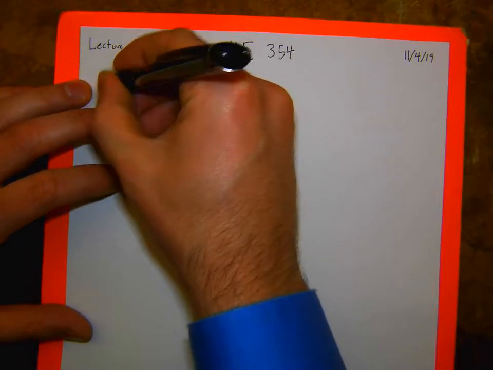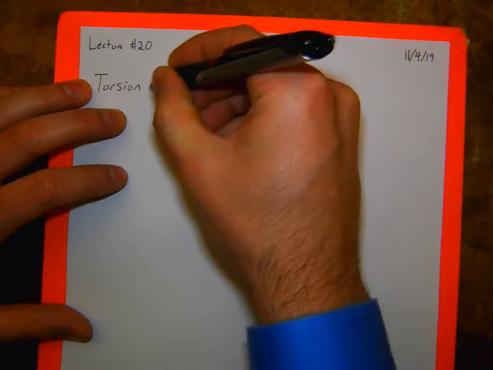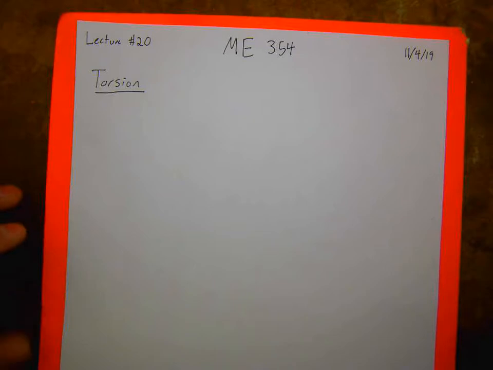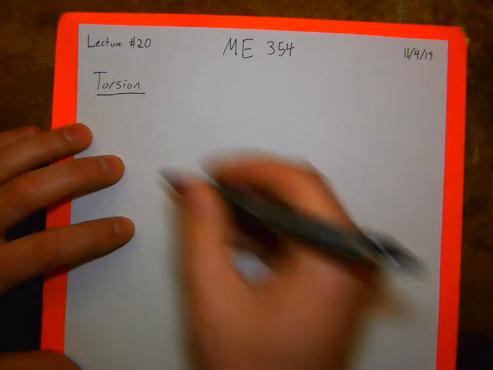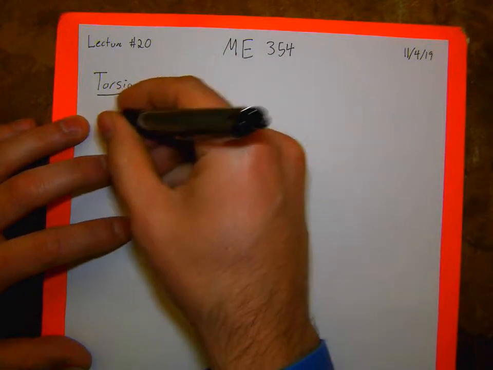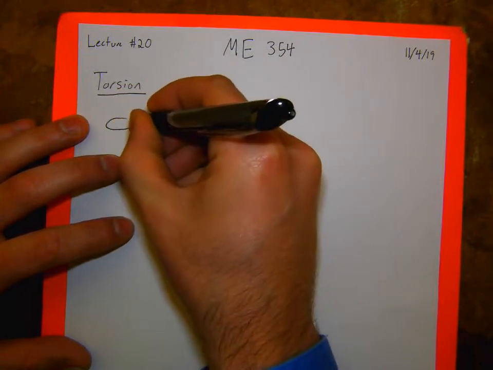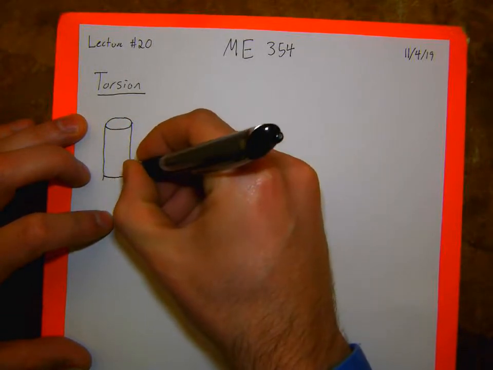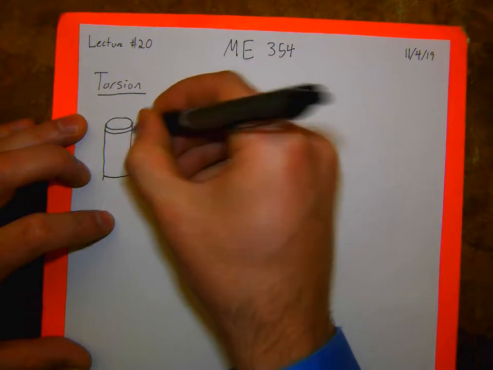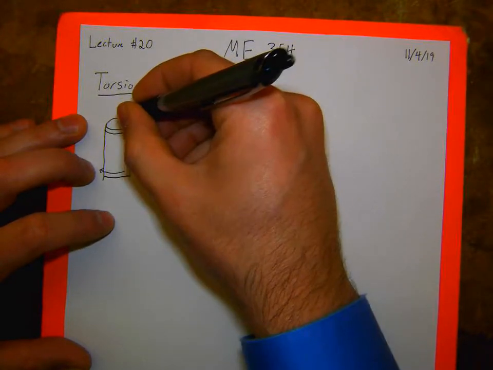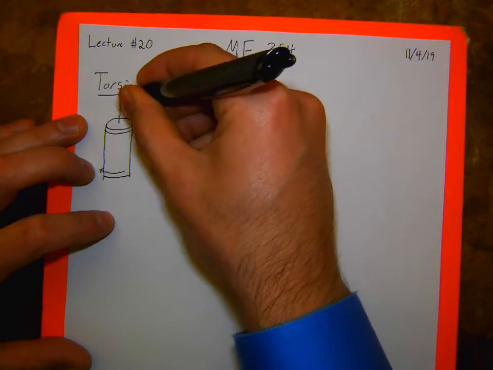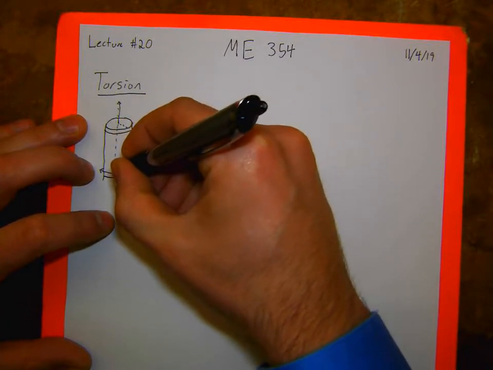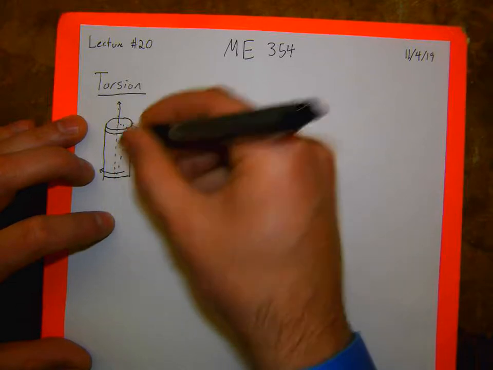Cool. So, with torsion, we had talked about it really briefly last week, but I wanted to go through it in more detail now. So the reason we do torsion tests is because it's one of the few tests where you can apply a state of near pure shear. So if I apply a torque, I have some rod, and I'm going to look now at the change in angle if I apply some torque T to some rod of length L with some radius R.